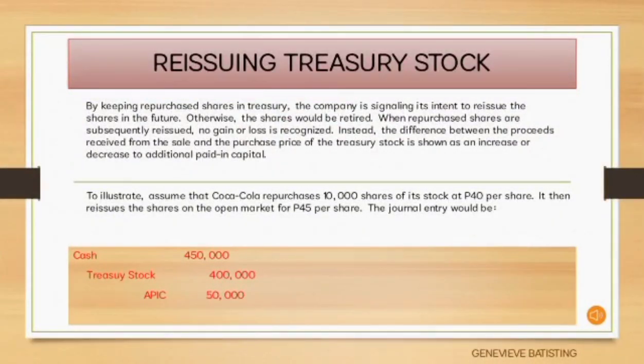Issuing treasury stock. The corporation indicates its intention to reissue the shares by maintaining the shares it has repurchased as treasury. The shares will be retired otherwise. No gain or loss is recorded when shares that were previously repurchased are later reissued. Instead, an increase or decrease of additional paid-in capital is represented by the discrepancy between the selling proceeds and the treasury stock acquisition price.